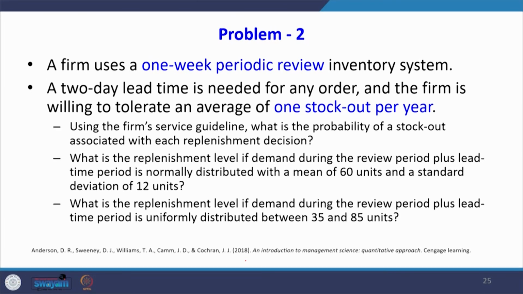Second question is, what is the replenishment level if the demand during the review period plus lead time period is normally distributed with the mean 60 and standard deviation 12? Then what is the replenishment level if the demand during the review period plus lead time period is uniformly distributed? Now we are changing the demand. If it is uniformly distributed, what is the ordering replenishment level? If the demand follows normal distribution, what is the replenishment level?